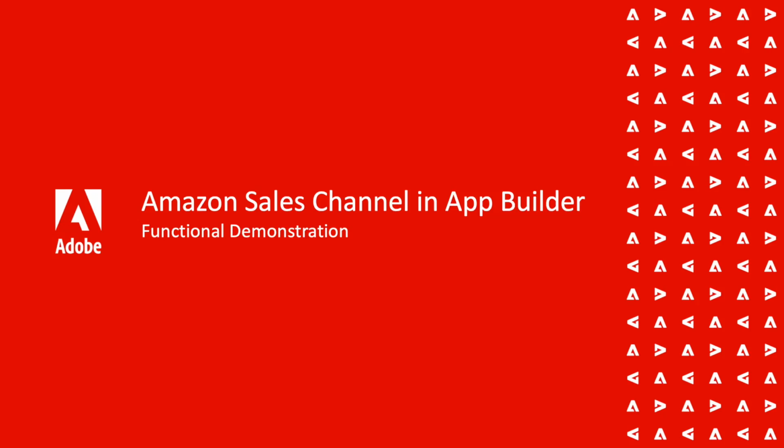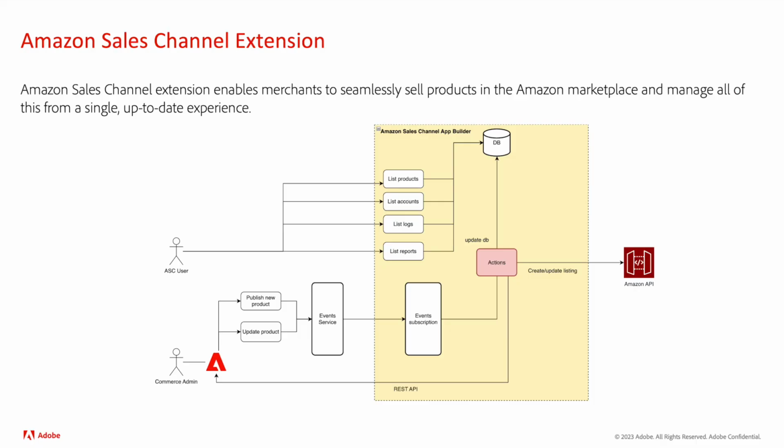This video is a functional demo of the Amazon Sales Channel extension on App Builder, which is a flagship reference app developed by Adobe Commerce to accelerate merchant and partner adoption of out-of-process extensibility. As a reminder, the Amazon Sales Channel extension enables merchants to seamlessly sell products in the Amazon Marketplace and manage all of this from a single, up-to-date experience.